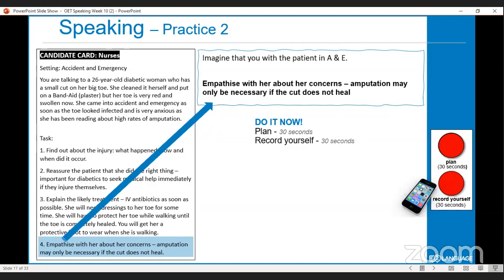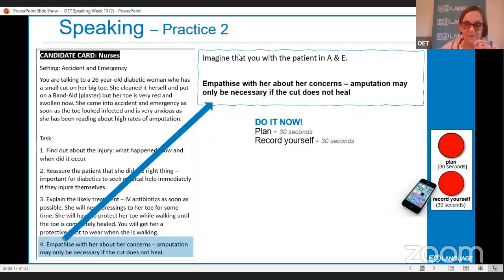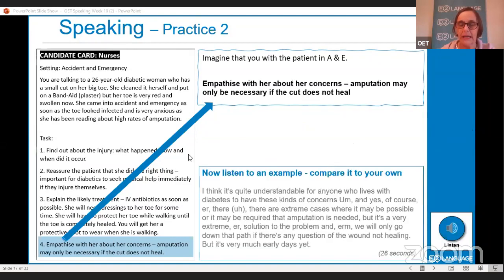How did you go? All right, showing empathy, as you know, is so important in OET speaking. And it's not only from the words you say, also, it's how you say it. So there's lots of ways to show empathy, but let's listen to the example and compare it with your own.